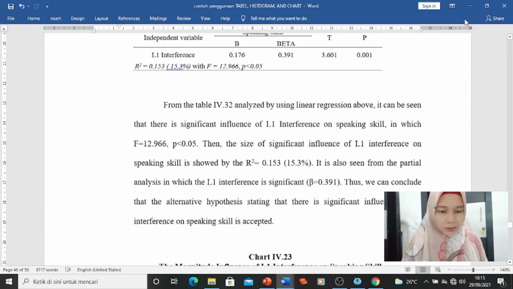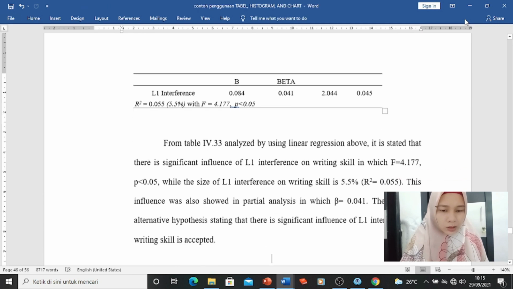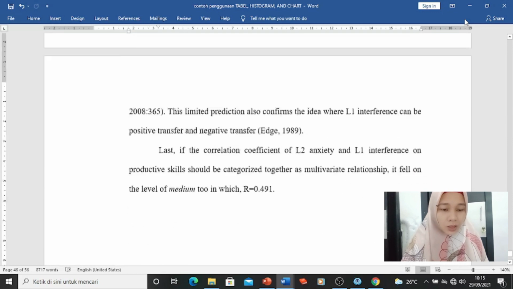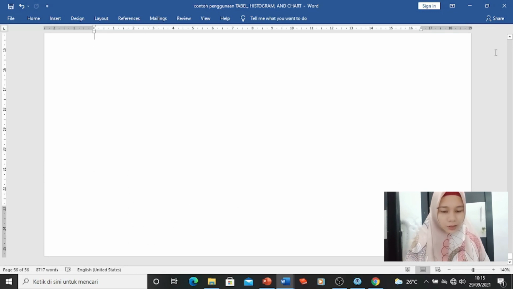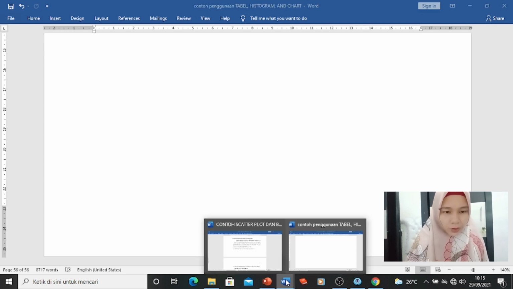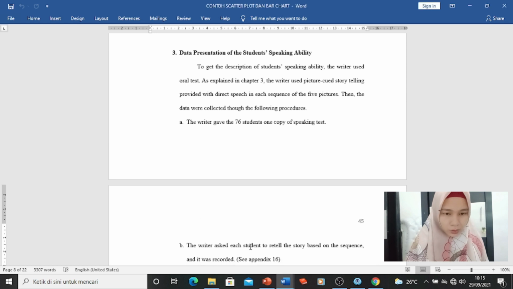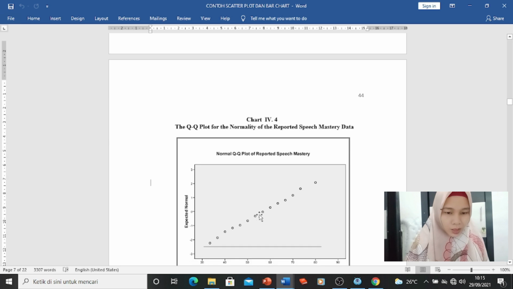And what else? This is magnitude. Do I have a scatter plot? Oh, this is the end. This is the end of the examples I have for histogram and chart. Let us see another example here. Scatter and bar chart over here.